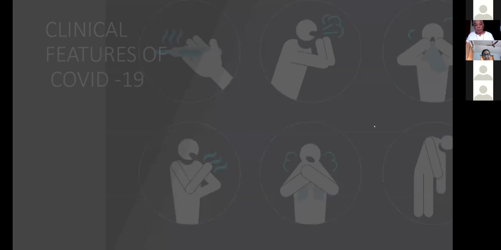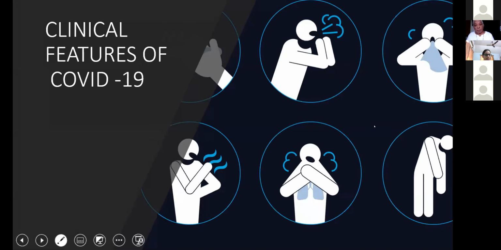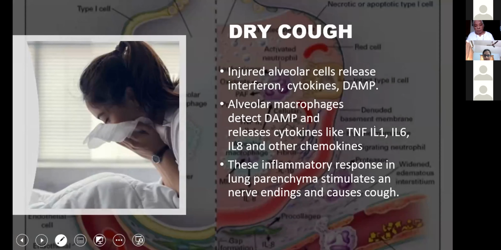Having said this, let us try to explain the clinical features associated with COVID-19. And what is the most common clinical feature that we hear? It is the dry cough. So the injured alveolar cells release the interferons, cytokines, DAMP. The DAMP goes and is detected by the alveolar macrophages, which leads to the release of several cytokines, tumor necrosis factors and interleukins. Now you can see a series of inflammatory responses happening here. And all of this series of inflammatory response stimulates the nerve endings, and that leads to dry cough.